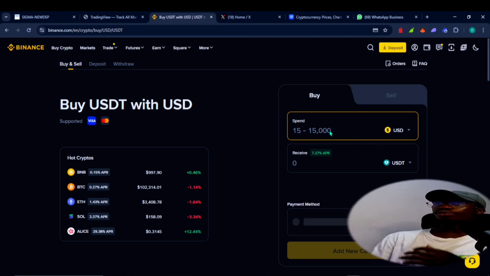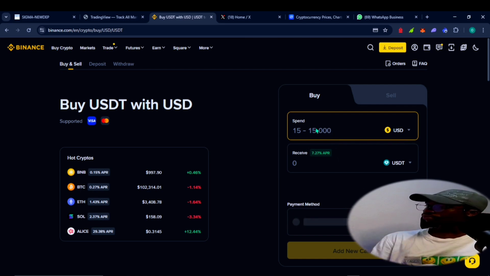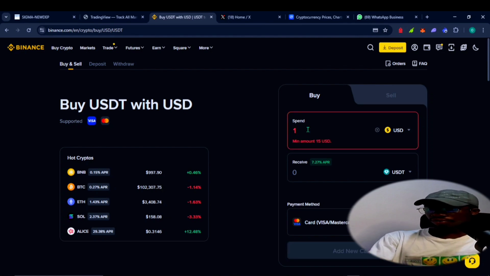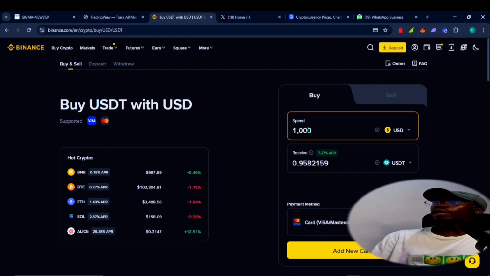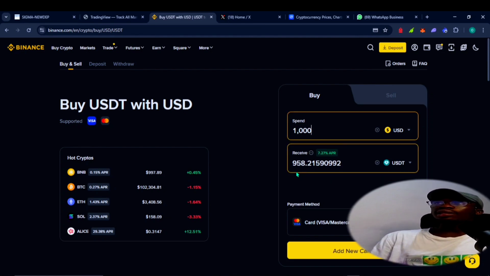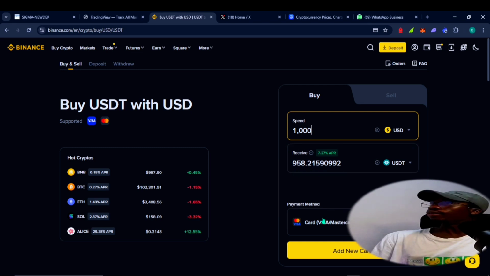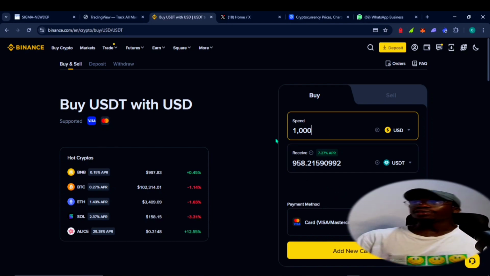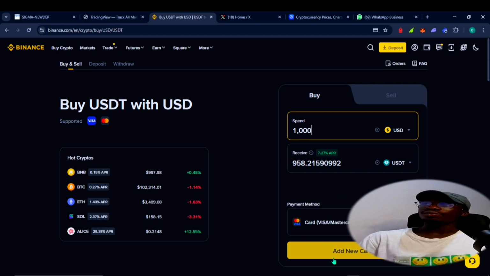Now, if I was to do this with my card, let's assume I want to purchase something worth $1,000. I would be getting $958 and not $1,000. Why? Because of charges, things called transaction fees. There will be a transaction fee deducted from this transaction by the payment platform, which is their incentive for carrying out this task.